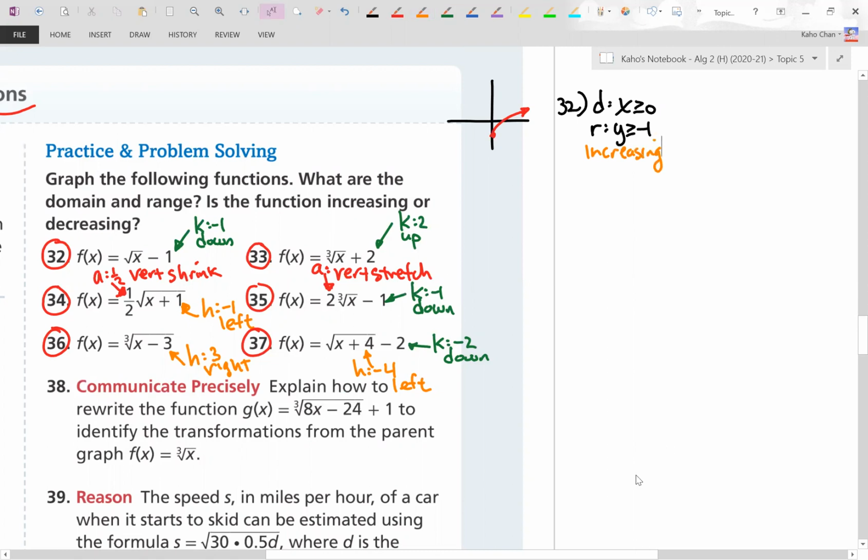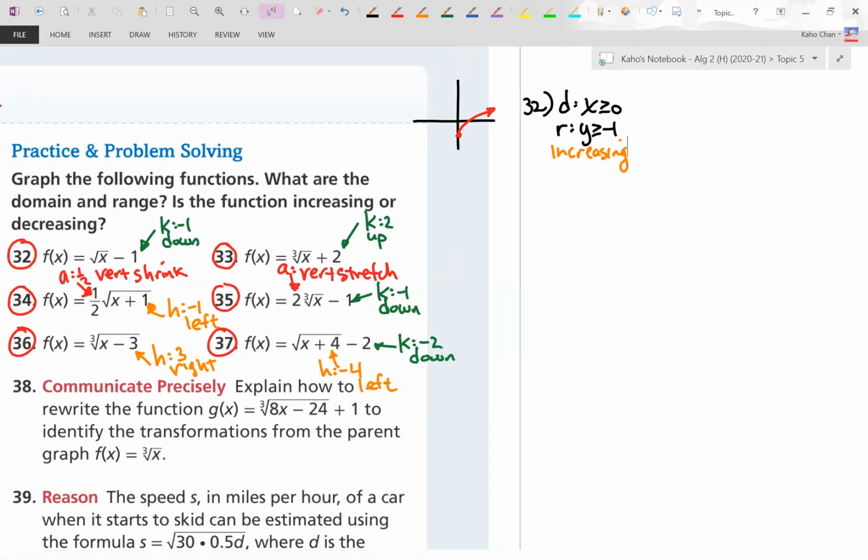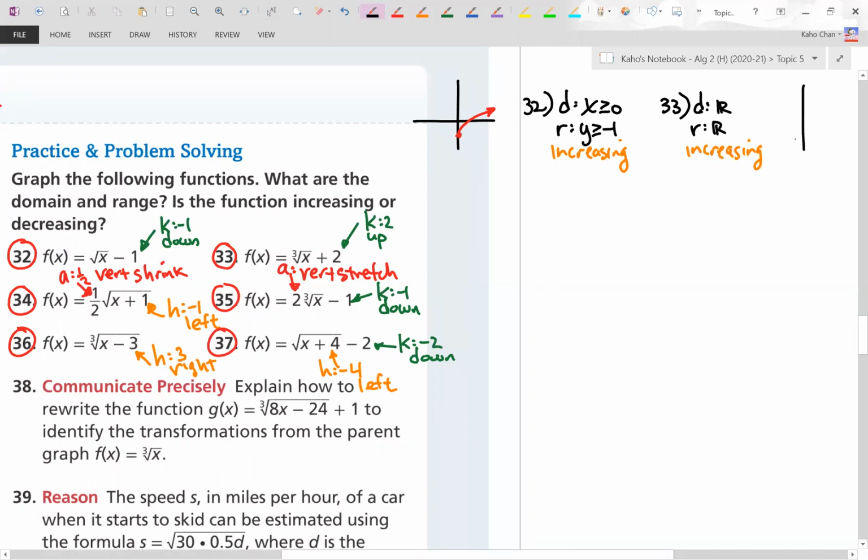Very nice. 33. The domain for number 33 is all real numbers, and the range is also all real numbers. It's also increasing. Its graph looks like this. It was shifted up too, so it looks something like right here. That. Okay.